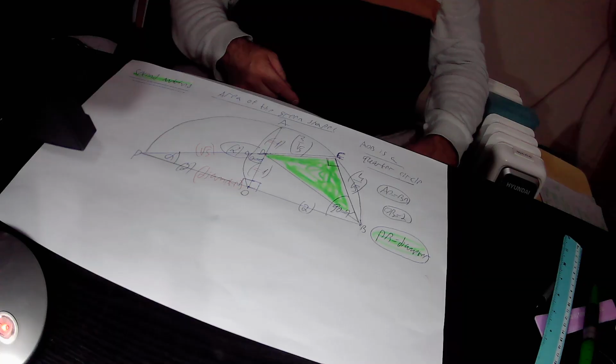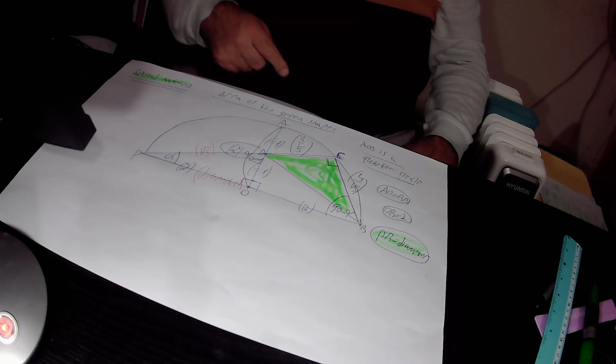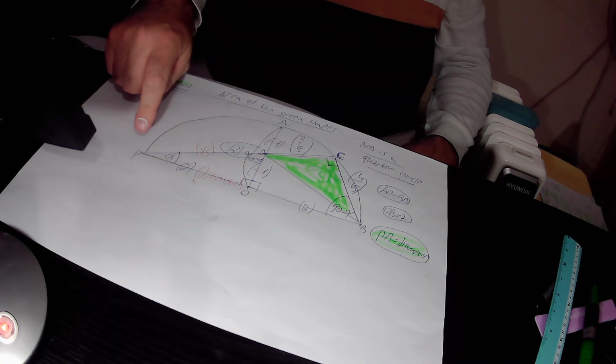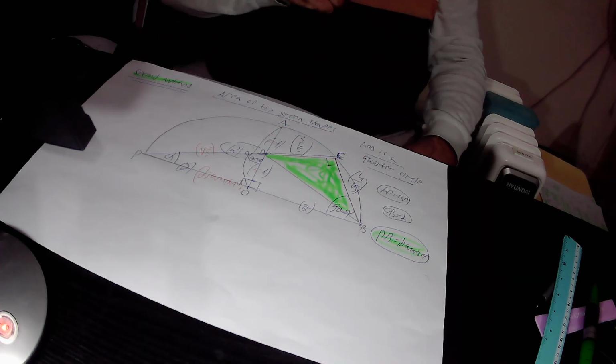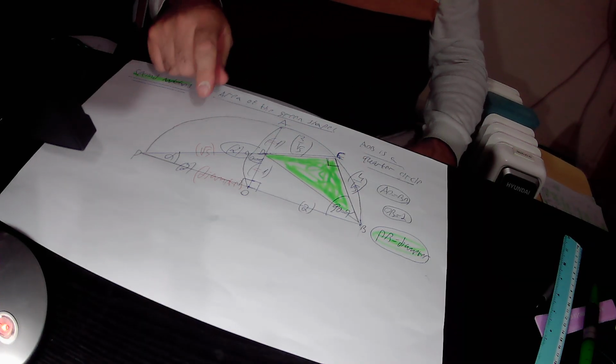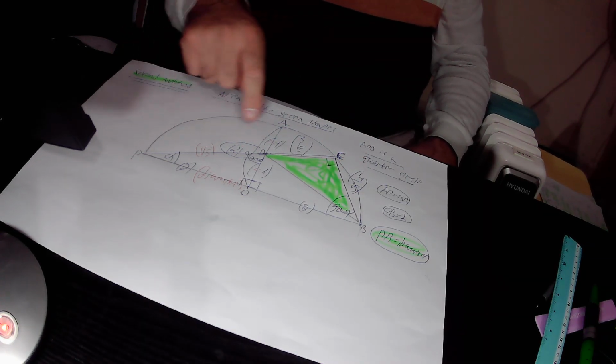The next step will prove that the right triangle PDO is similar to the big right triangle PCB according to the angle similarity rule. So the right triangle PDO is similar to the big right triangle PCB.